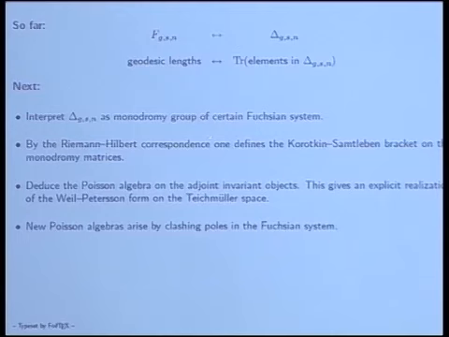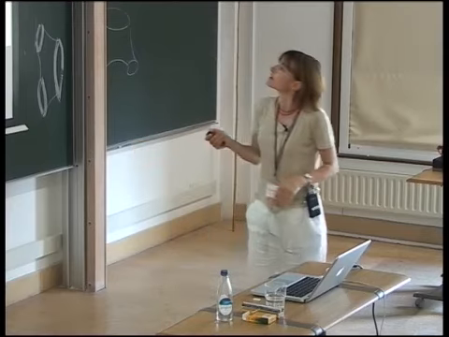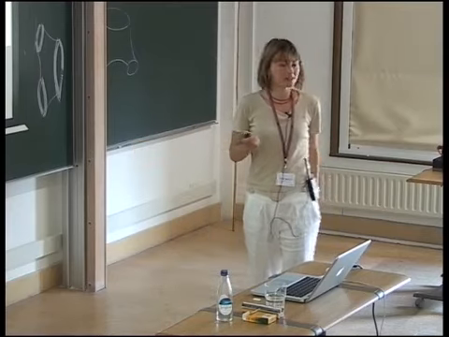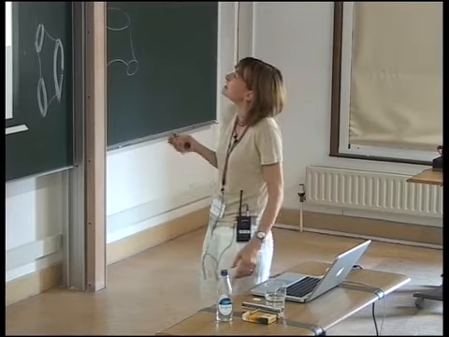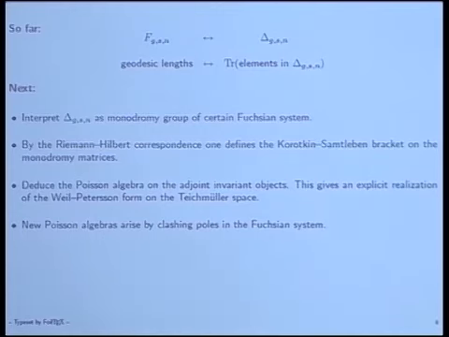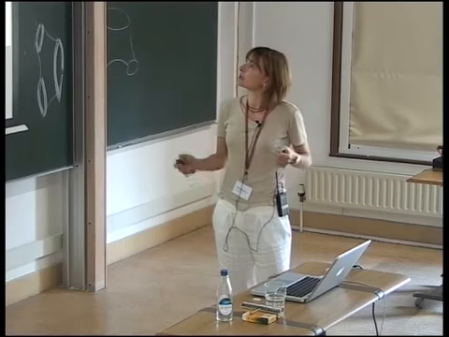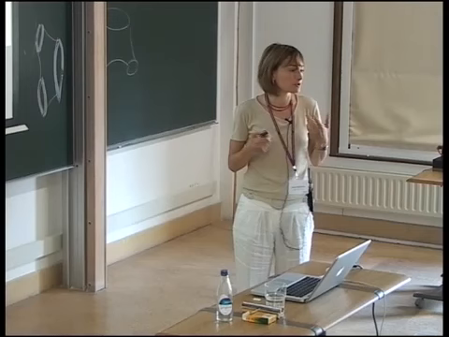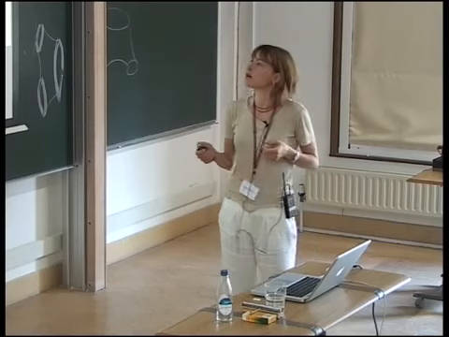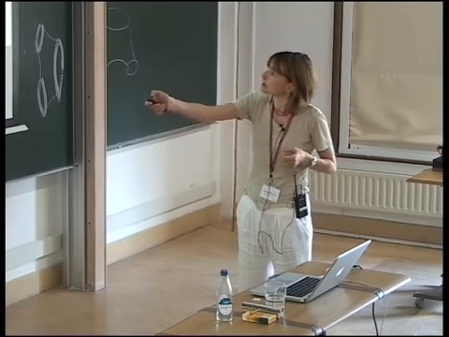Why? Because it's me, that's what I do as a job, finding Fuchsian systems everywhere. So, right. Then we use a result by Korotkin and Samtleben to map the Poisson bracket, which is defined on the matrices of the Fuchsian system, to a Poisson bracket on the monodromy matrices.